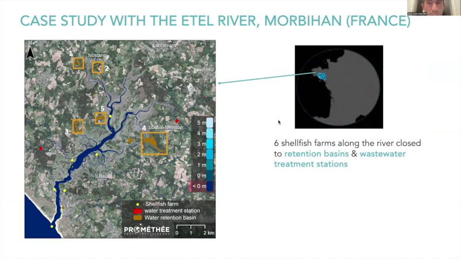But let's start by presenting the case study with the Ether River located in south of Brittany in northwest of France. On that case study, we want to analyze how retention basin and wastewater treatment station may affect water quality during an extreme weather event. You may see on the picture 6 shellfish farms along 5 water retention basins and 2 water treatment stations.